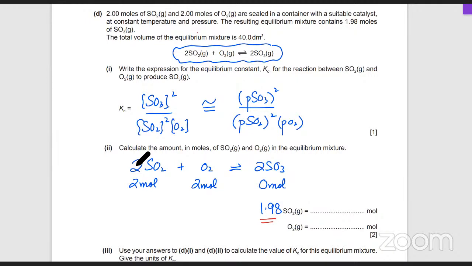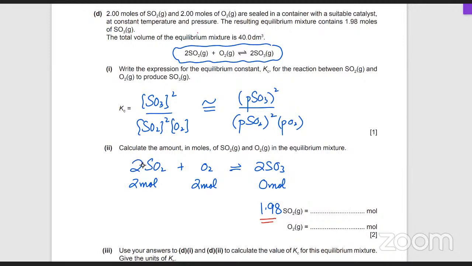Sir, O2 पे 0.99 और 1.98 for reaction. 0.99. जो रह गए पीछे या जो रिएक्ट में? ये जो react में. ठीक है.